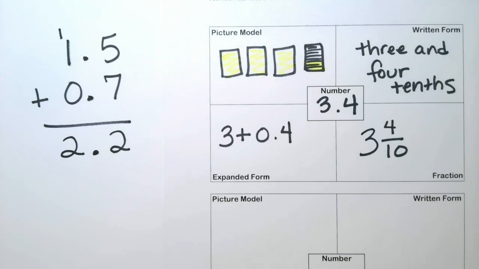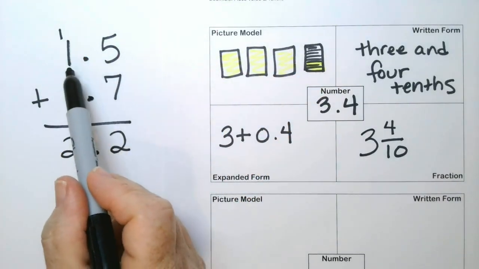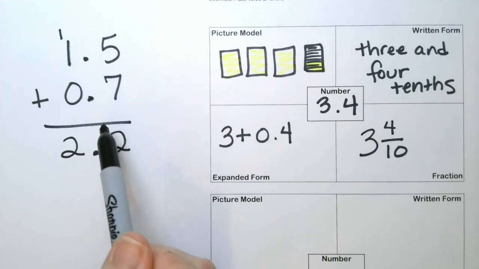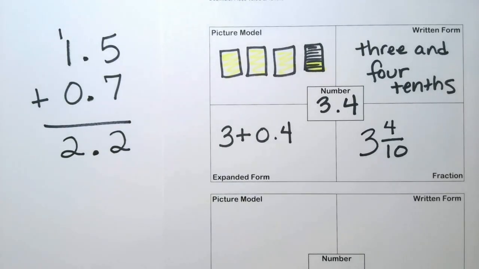So just pretend the decimal points aren't here when you're carrying. It's like saying 15 plus 7. And we should have 22. And then you put the decimal point. Same way that regular addition works.